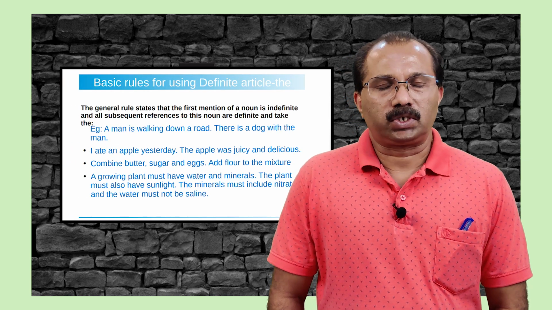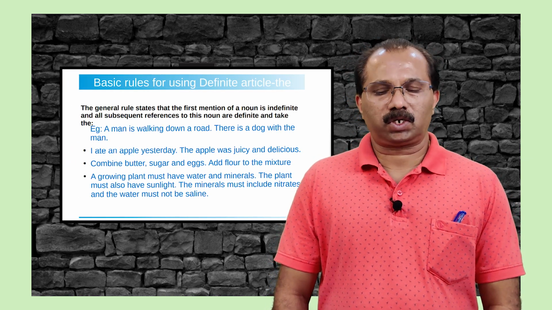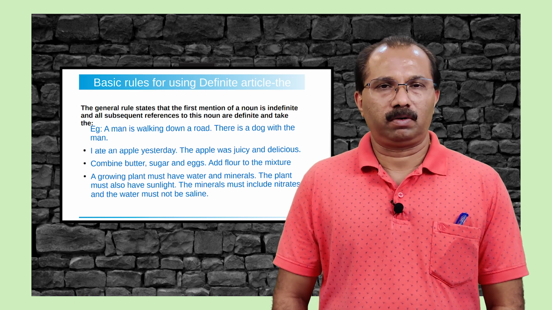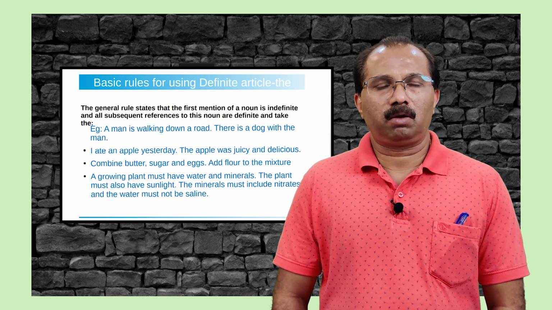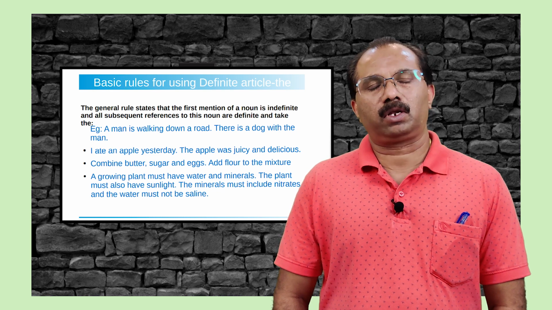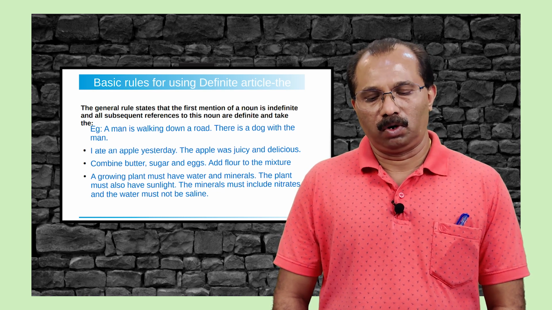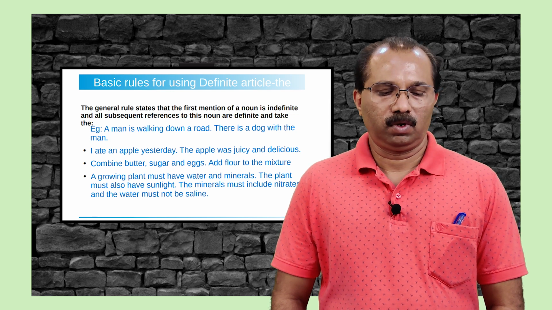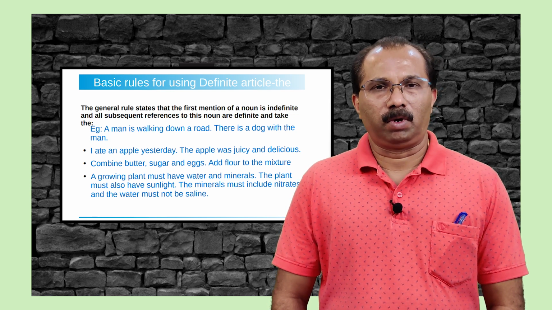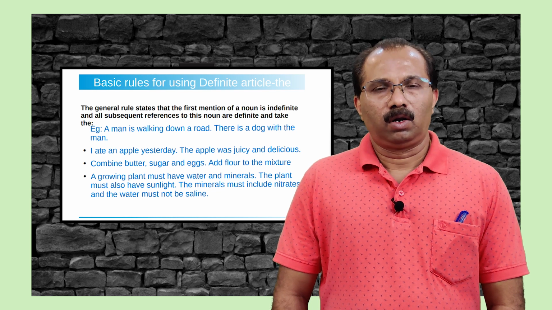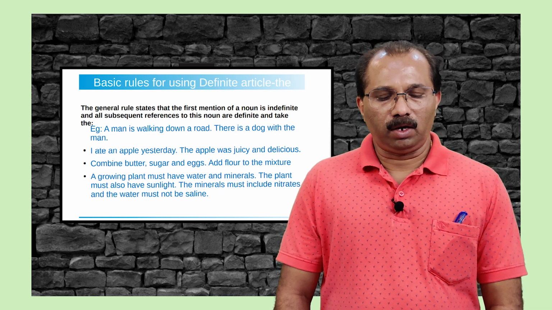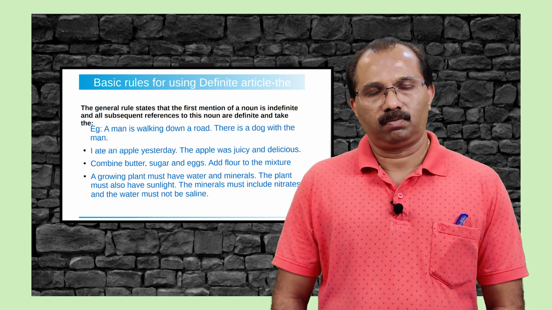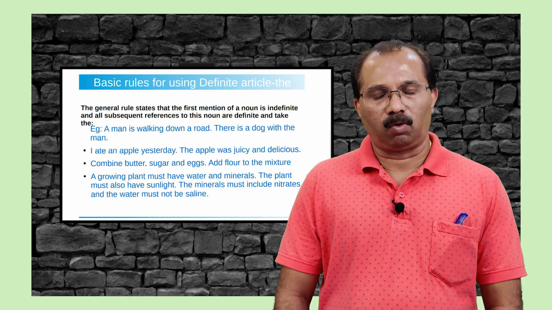Now some basic rules about the definite article the. The general rule states that the first mention of a noun is indefinite, and subsequent mentions or subsequent references to this noun are definite and take the article the. I will make it clear. Look at this example. A man is walking down a road.